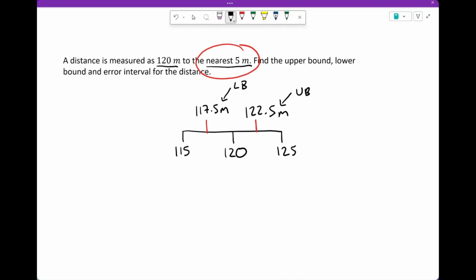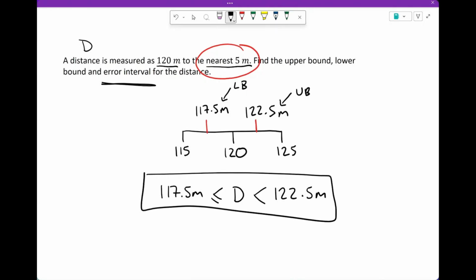Now it does ask for an error interval, so let's write my inequality out. Now because it's a distance, I'm going to use the letter D to represent distance. So I'm going to write D. And then I'm going to write the bigger number, the upper bound, to the right, so 122.5 meters. And then the smaller number, the lower bound, to the left, 117.5 meters. Then we're going to put our inequality symbols in. So we said for the lower bound, it's going to be the same as or greater than, whereas for the upper bound, it's going to be smaller than, like that. And that would be my final answer.